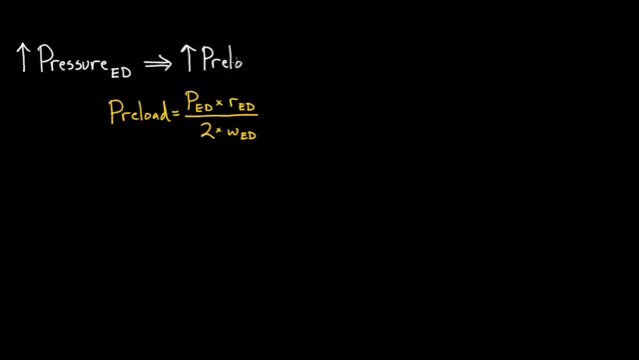The first change you would see is, you remember there's that equation around preload equaling pressure at the end of diastole times radius at the end of diastole. Of course, if pressure goes up, then preload would go up. And we know that wall thickness times 2 is in the denominator. So if our assumption is that pressure goes up, then we have to assume that preload would go up as well.